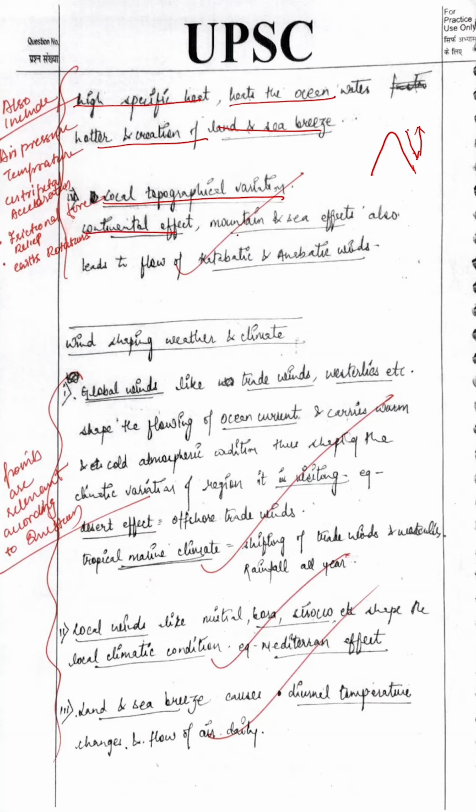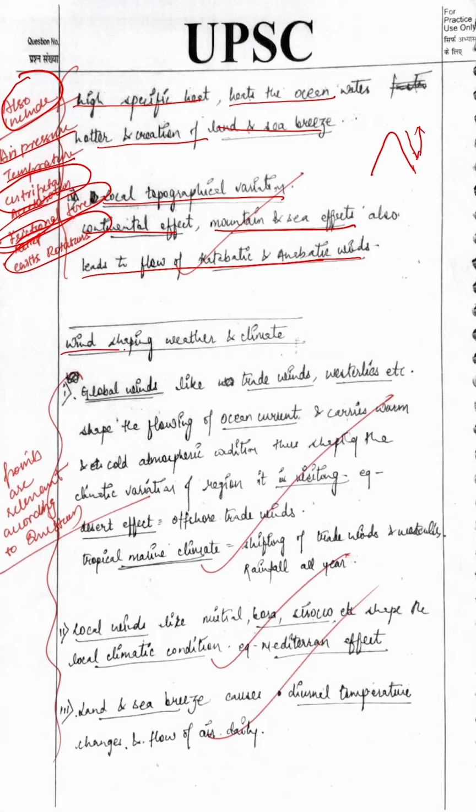Like continental effects, the mountain and sea effects also lead to the flow of katabatic and anabatic winds. Now, the evaluator has also provided certain extra things which can be added here, for example the air pressure, the temperature, the centripetal acceleration, the frictional force, the relief features, and the earth's rotation, which influence the wind speed and direction.